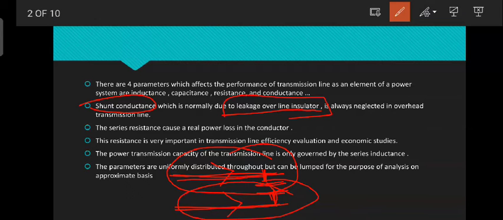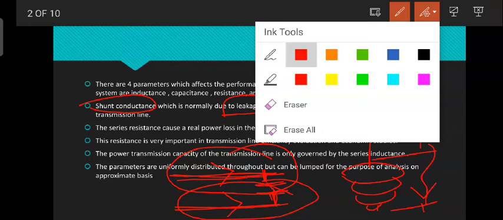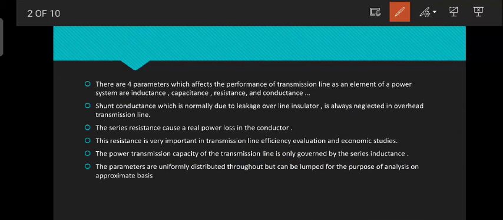It also occurs in the insulator case. There are various types of insulators. Let's take a pin type insulator like this. It acts as a capacitor, and there is a small leakage current over here. If a very high amount of current is passed, then there is a leakage current. This leakage current is due to small capacitance, and that is called shunt conductance. It is always neglected in overhead transmission lines because it is very negligible.